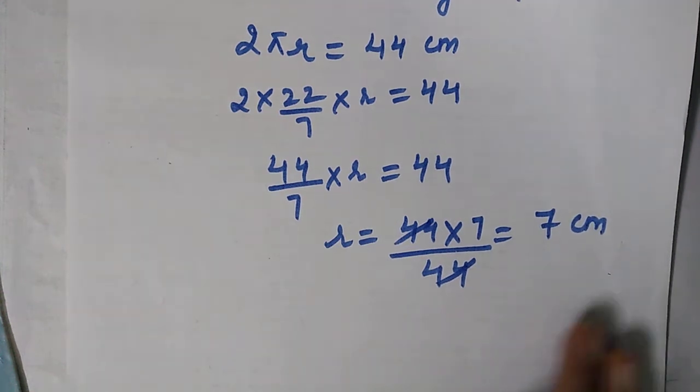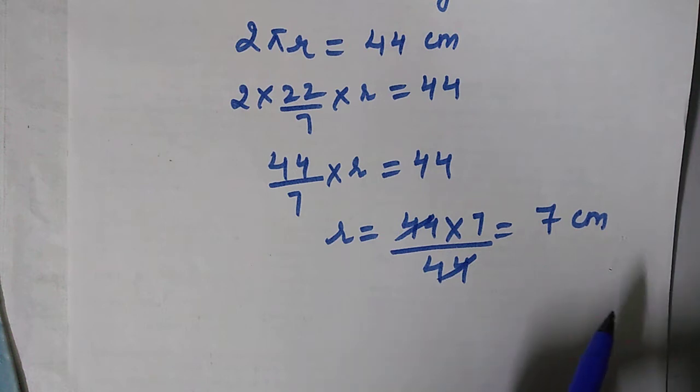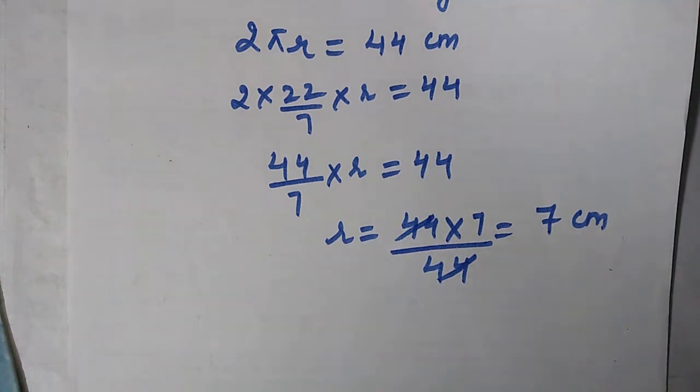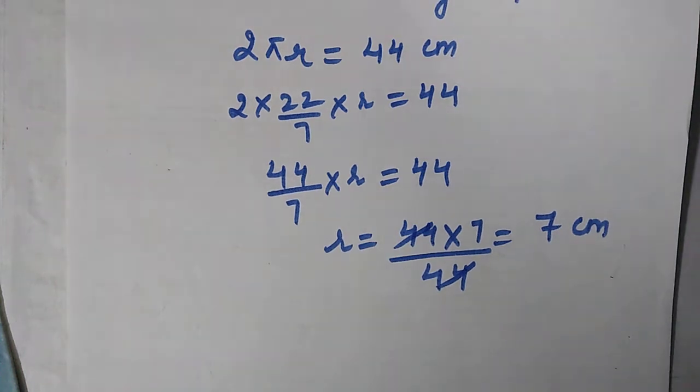Okay. Area will be pi r square. Just find the area. After that, one more thing is asked. Now it is asking if the same wire is bent in the shape of a square. Okay. Then you have to find the length of its side.